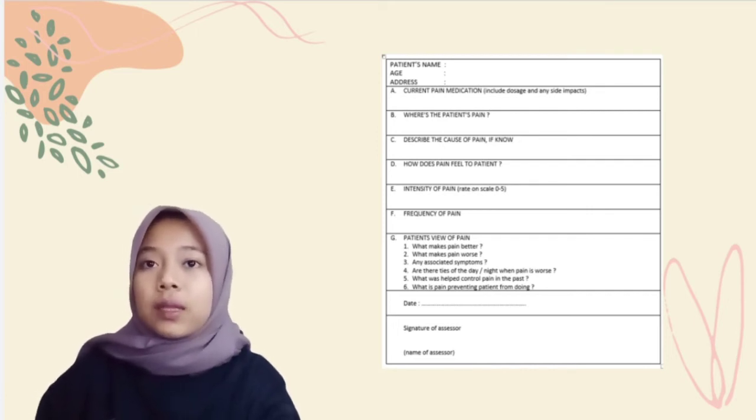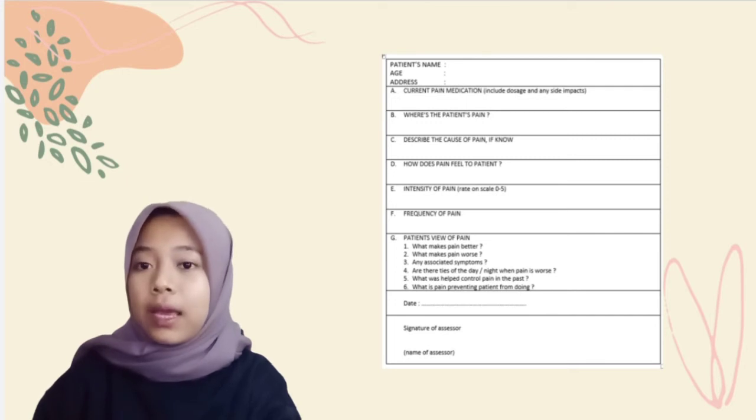So next we move to the third row, for the site of the patient's pain. For this, we can ask the patient to show us where the pain is. So we can ask the patient like, show me where the pain is, or point at the pain you feel.